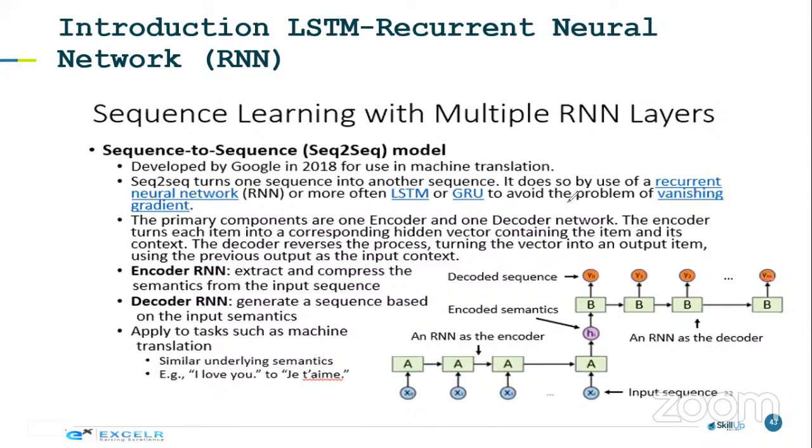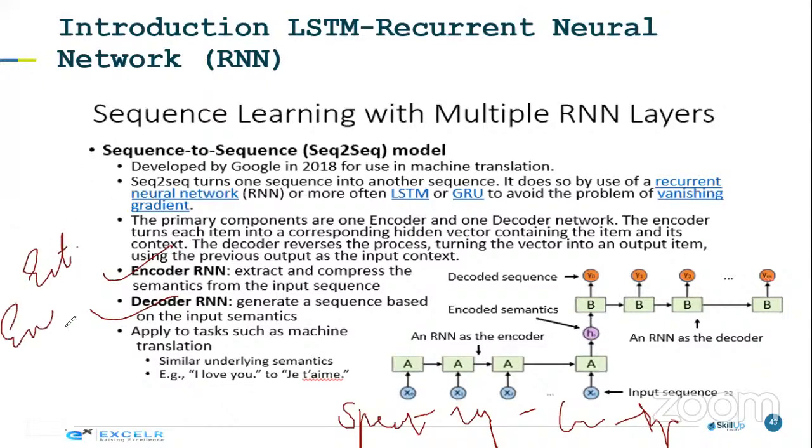Now, what does sequence to sequence mean? It was developed by Google in 2018 for machine translation. What do we mean by machine translation? If I perform speech recognition and then convert the speech to another speech, there are two types of networks working: one is called the encoder, and one is called the decoder. What the encoder does is extract the information and encode it in the hidden state. Something called the hidden state.